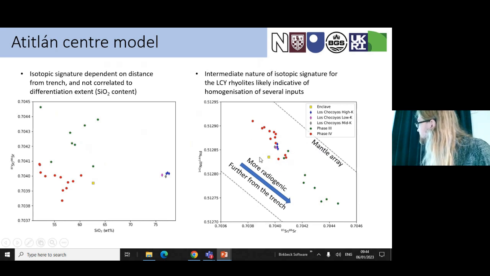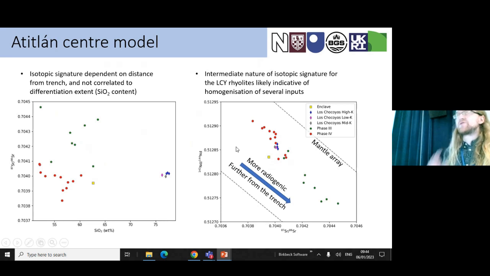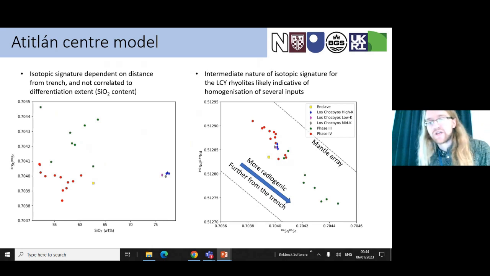And as I mentioned earlier in the talk, we know that the crust in this region is more radiogenic further from the trench and less radiogenic at the present arc front. And so we think that the lavas obtained their isotopic signature during their initial formation. They kept it with them as they evolved. And then what we also see that's really interesting is the Lost Turquoise magmas all plot right slap bang in the middle of the trend. And I think this is quite good evidence that we've got some homogenization of the different inputs.